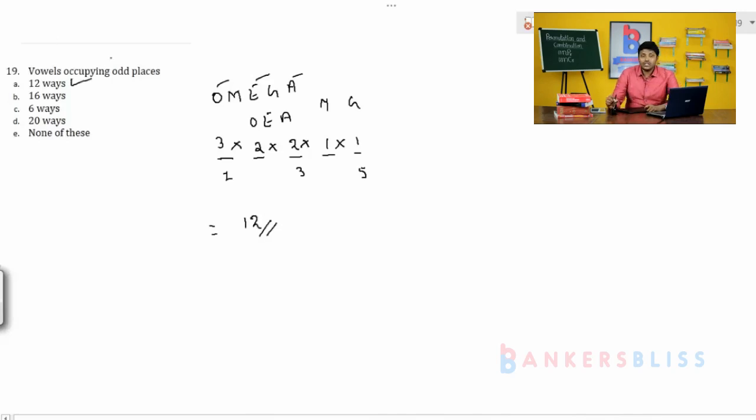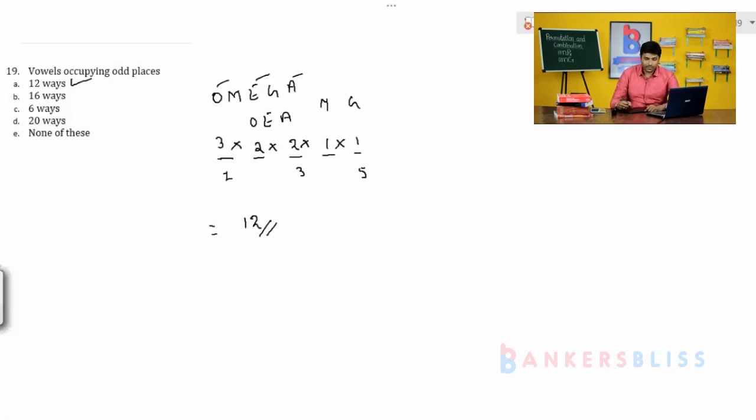So very simple. If you split in this manner, then it will be very easy for you to calculate. So 3 into 2 into 2 into 1 into 1 is the answer. That is 12 ways. So very simple to understand. Okay, let's move on to the next problem.